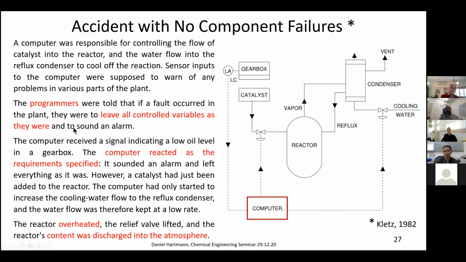But the computer is run by software, and the software is written by programmers. If we want them to write safe software, the requirements should be good for the programming, because the programmers are just doing what they're told. So they got a requirement that if something happened, leave all control variables as they were and sound an alarm. And this way, the program within this computer that controls everything was running for a long time.